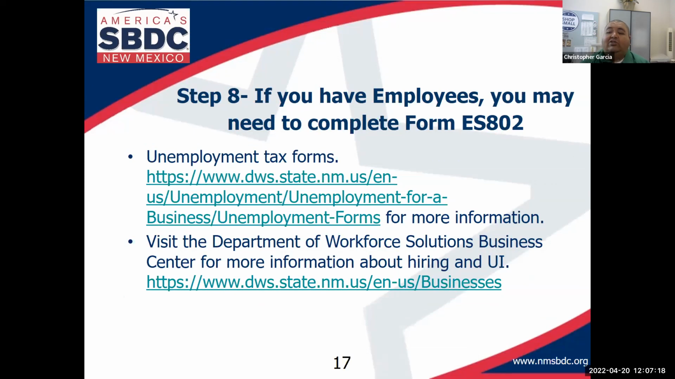And keeping with the HR trend, step 8 is if you have employees, you may need to complete Form ES 802. This is a required form for the New Mexico Department of Workforce Solutions. The Department of Workforce Solutions has many tax services and credits available to you, and learning opportunities for small business owners. So I included their business outreach website on the slide. You have to file that form for new hires, and then you have to pay their unemployment insurance.